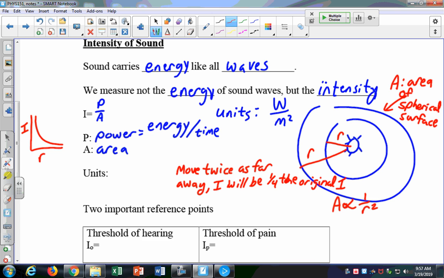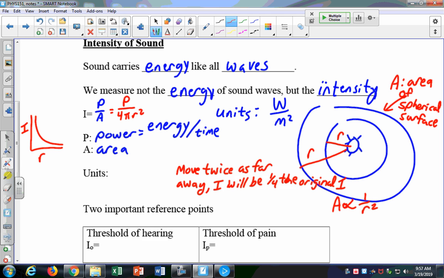And that comes about from the equation that intensity is equal to P over the area, which is 4 pi r squared. That's the surface area of a sphere. You don't need to know that this is the surface area of a sphere, and I'm not going to have you calculate the intensity, but you do need to know that we have this very strong dependence of the intensity on the distance from the source of sound.